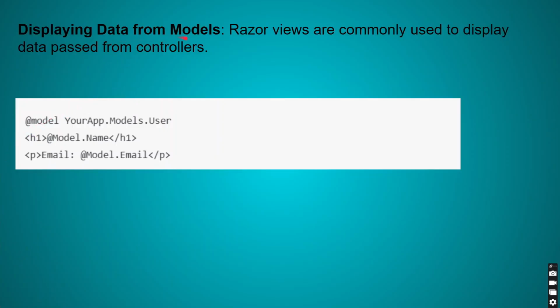Displaying data from models. Razor views are commonly used to display data passed from the controller. See here, using @model YourApp.Models.User. In the HTML header 1 we are using @Model.Name, and in the email column we are using @Model.Email.